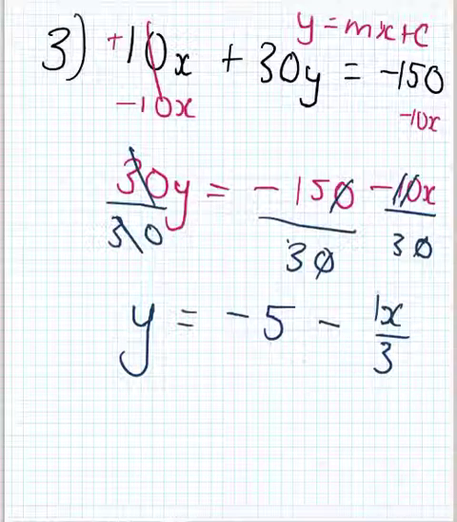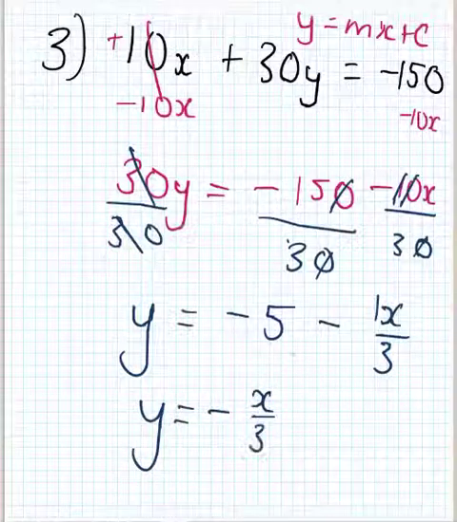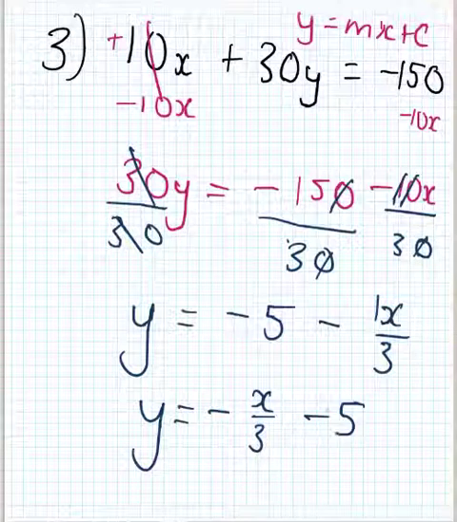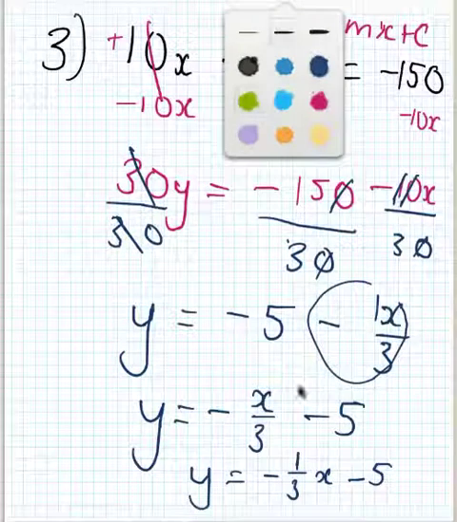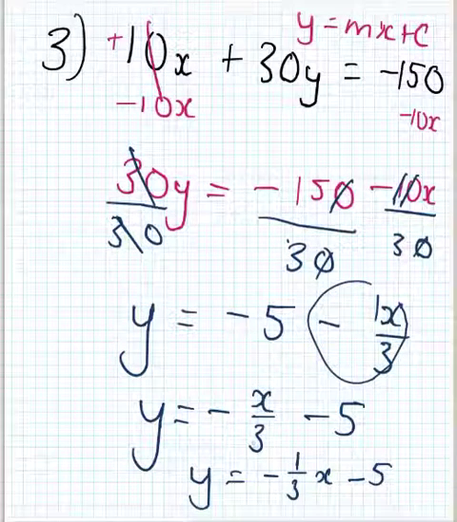And now we want it in the form of y equals mx plus c. So we're going to put the minus x over 3 first. So y equals minus x over 3 and then minus 5. We haven't changed anything. We just wrote this bit first and that bit second. And that's it. And if you wanted to write it like this, you can. y equals a negative third x and then minus 5. See how we have over here x over 3, and here we've got 1 over 3 and then the x in the middle. This is saying the exact same thing.